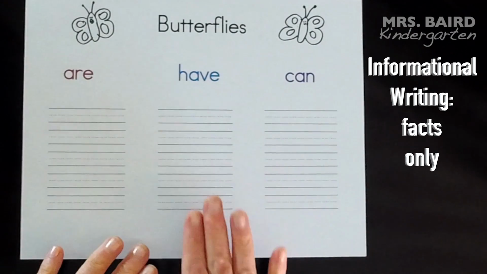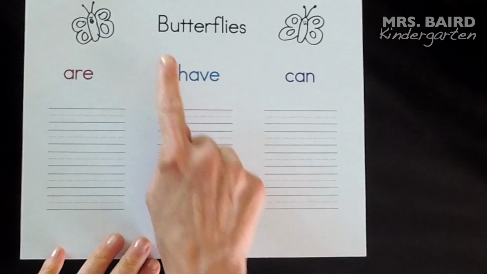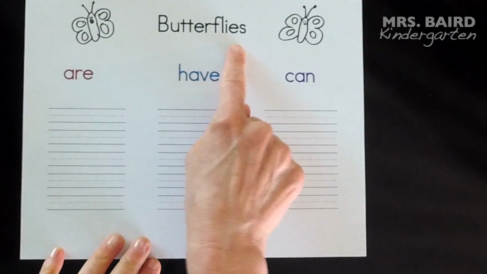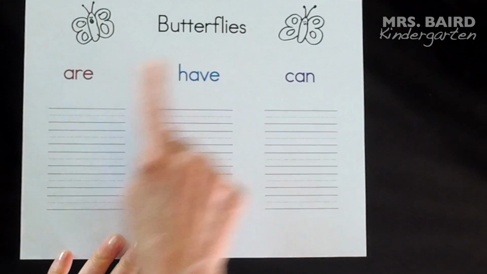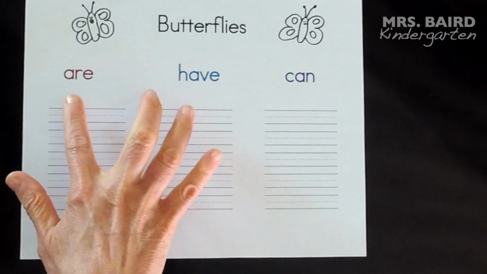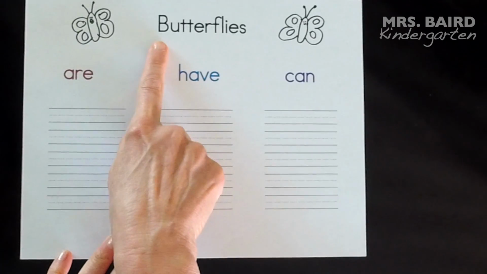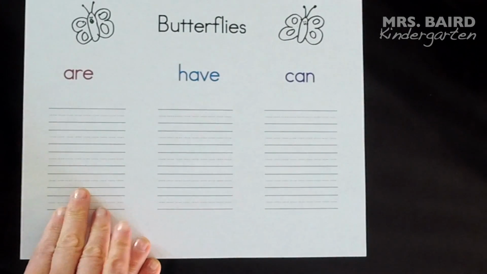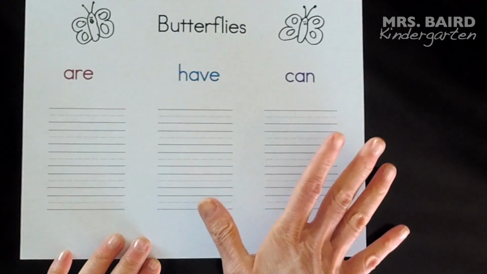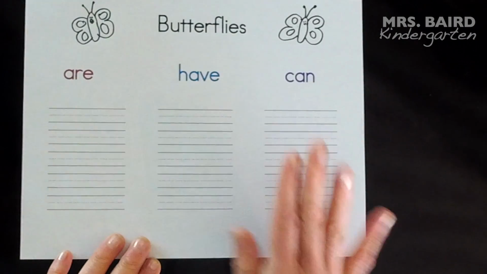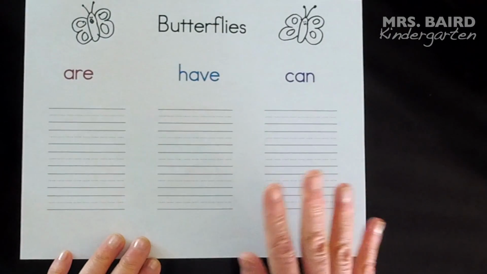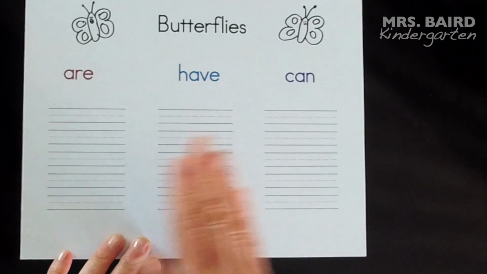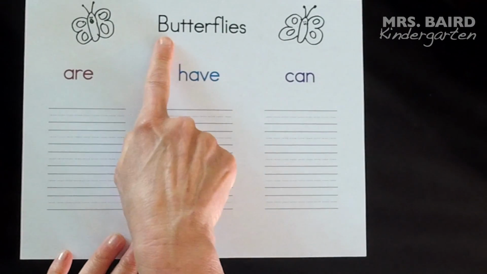So let me go through what I mean by that. Of course, our topic I have up here, butterflies, and then I have 3 sight words that we're going to write information on. So one, I color-coded mine because it just makes it easier for me to see. Of course, when you do your writing, you can use whatever tools you have at home, whether you're using colored pencils or just regular pencils.